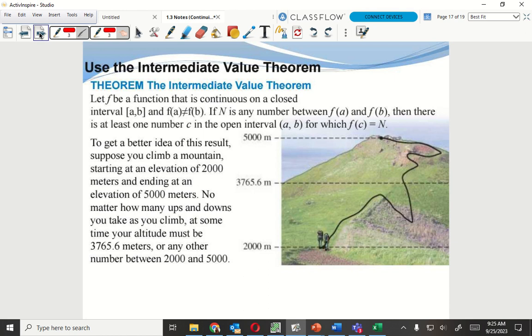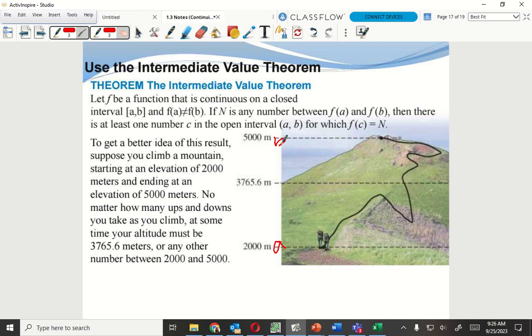So, let f be a function that is continuous on a closed interval. That means there are no gaps and jumps. N is any number between f of a and f of b. So this would be my a, and this would be my b. Then there's at least one point c on the open interval for which f of c is equal to this value here. So there's some point there that I had to cross.